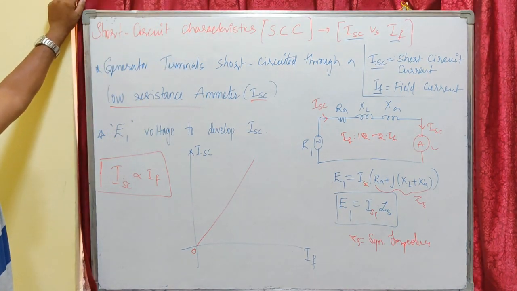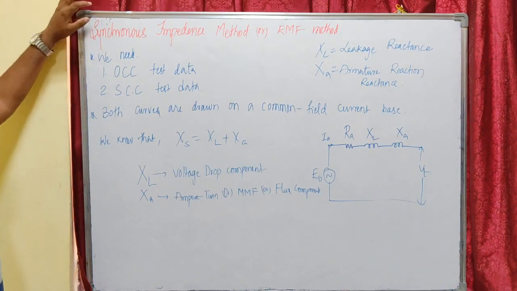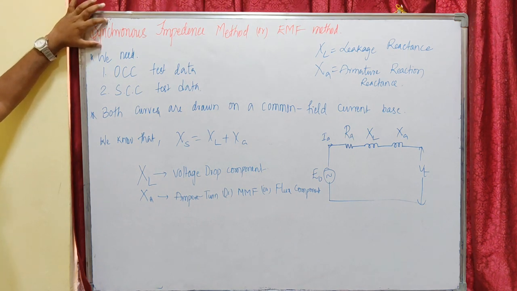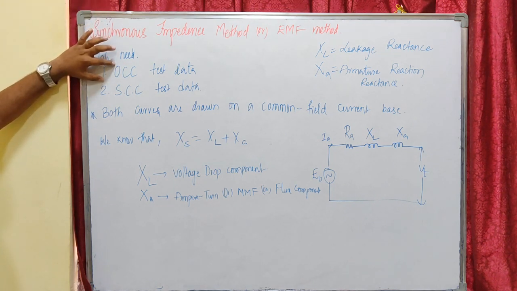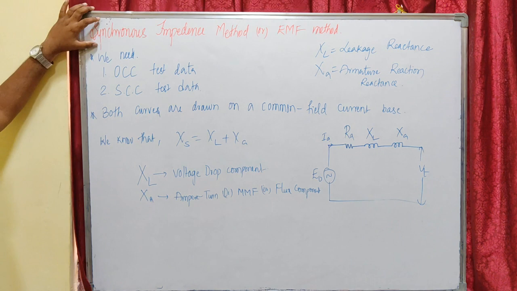Now let us try to understand our first method of finding voltage regulation in a synchronous generator, that is the synchronous impedance method or EMF method. So to find voltage regulation in the synchronous impedance method, we are going to need two test data here, that is one is OCC test data, another is SCC test data. We need these two test data.